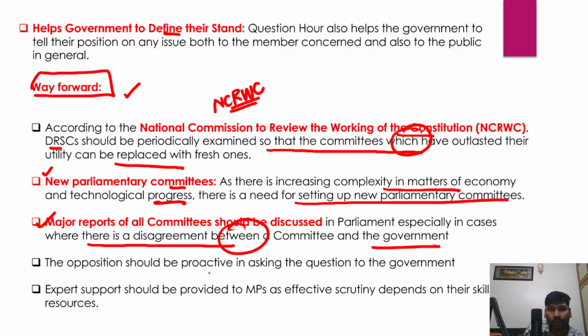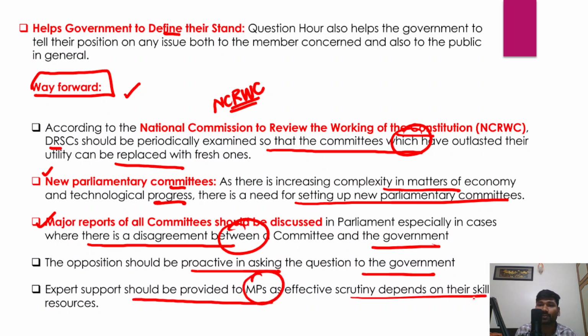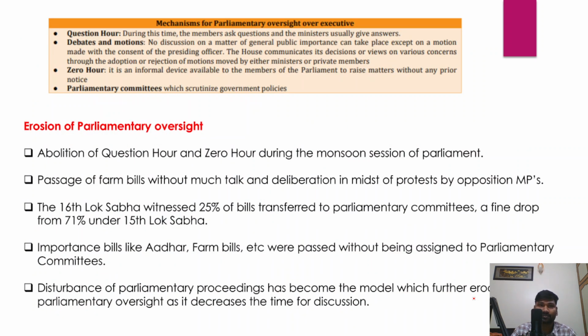And opposition should be proactive in asking questions to the government, and there should be a strong leadership from the opposition for constructively criticizing the government bills, government policies and programs. And there should be expert support that has to be provided to MPs, as an effective scrutiny depends on the skill and resources of the members.